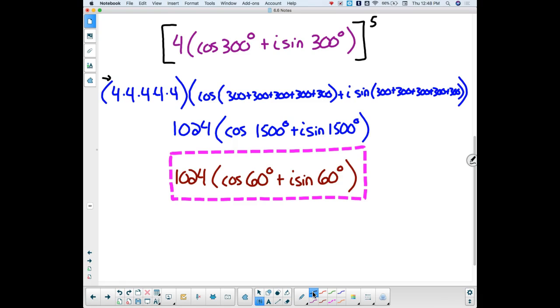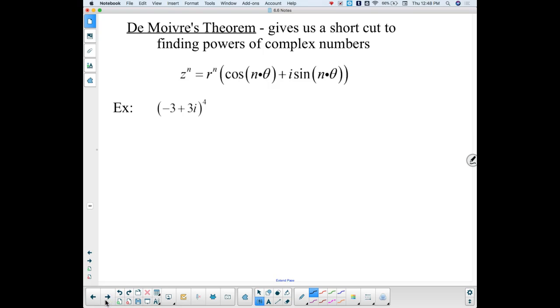Okay, so this right here is really 300 times 5, right? Okay, that's one way to make it cleaner. Then this right here is 4 to the 5th power, right? Okay. And that, ladies and gentlemen, is what is called de Moivre's theorem.